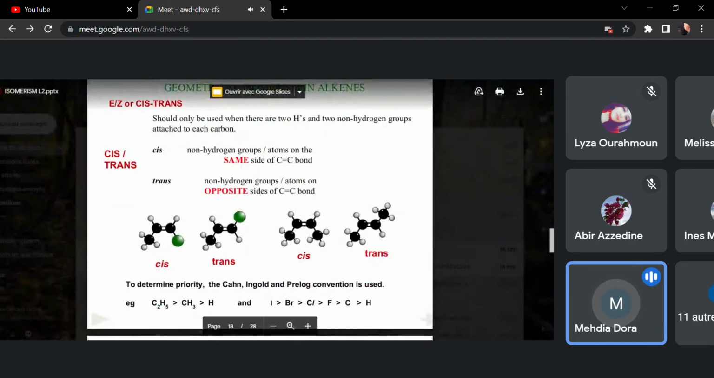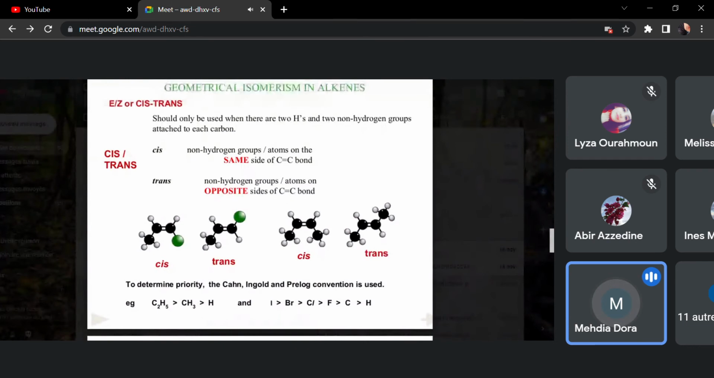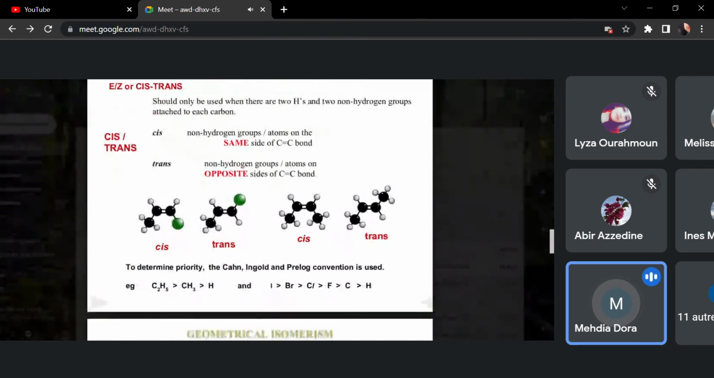I will come back to the cis and trans position. I should give you some examples here of the molecules on the same side and on the opposite side. For more explanation, we have to see the law of Cahn, Ingold, and Prelog. We have to see this in your course. I don't know if it's this year or in the third year. We're going to see it next time.